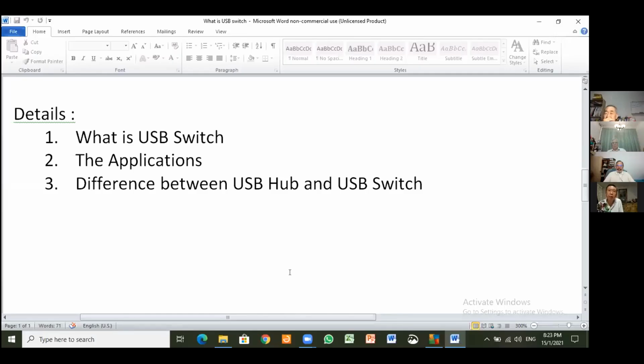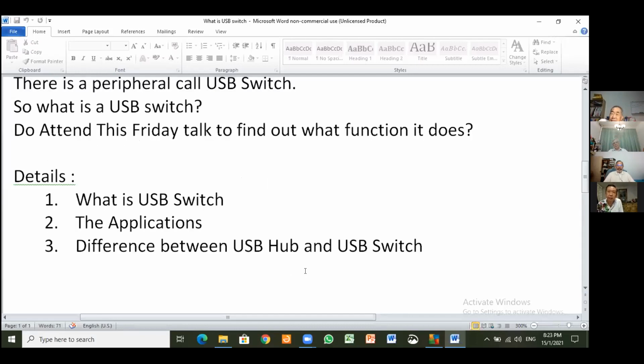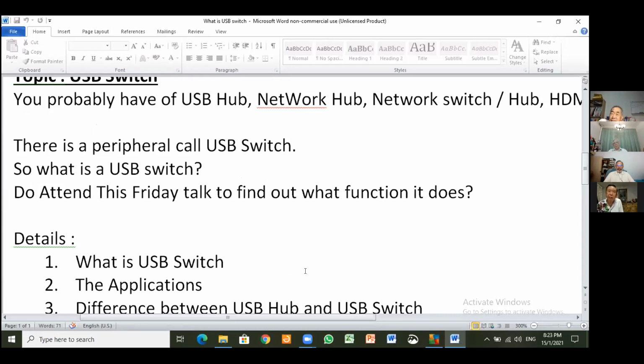Okay, basically we split into three parts. What are USB switch applications? There is a difference between the USB switch and everything else.